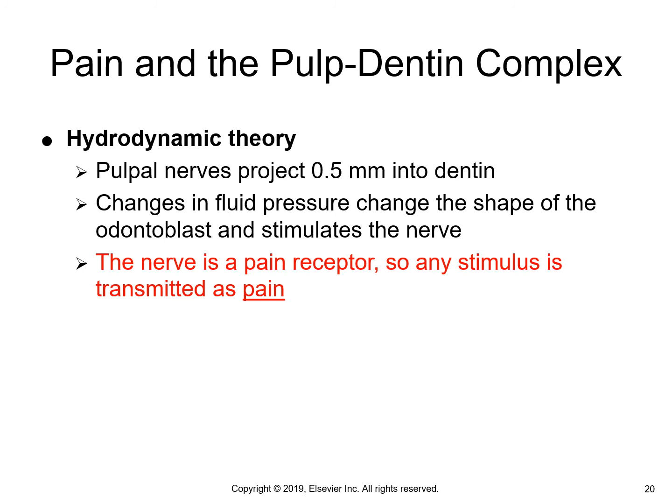The hydrodynamic theory suggests that there are changes in fluid pressure within the odontoblast that stimulate the nerve. The nerve here in the pulp is a pain receptor, so any stimulus is transmitted as pain. Pain is the only sensation that we can actually sense in the tooth.